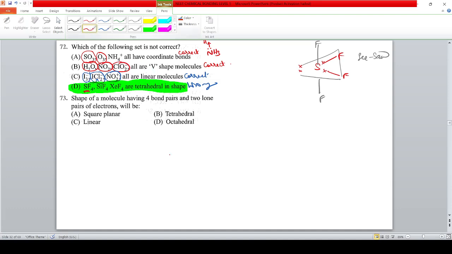Question number 73. The shape of a molecule having 4 bond pairs and 2 lone pairs. 4 bond pair, 2 lone pair. In total 6 pairs. So what will be the shape? In total 6, geometry is octahedral. 1 lone pair is there, square pyramidal. 2 lone pairs are there, it is square planar. Okay? Right.